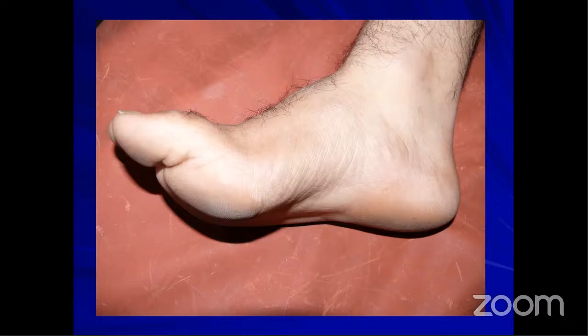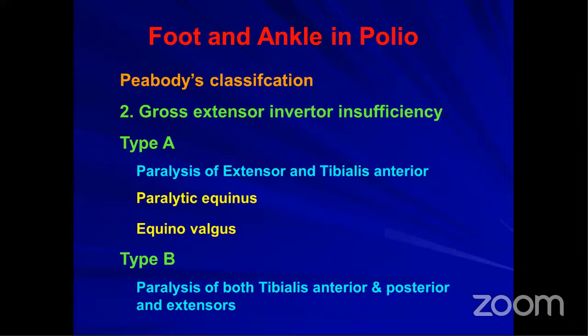I hope that's clear. The next is a gross extensor inverter insufficiency. And what is that? Paralysis of the extensor hallucis and tibialis both are gone. So the extensor hallucis is not there to compensate for a weak tibialis anterior. So that hyperextension of the great toe that happens in the type 1 doesn't happen here. So you have a paralytic equinus. You may have an equinovalgus depending on the degree of power of the peronei.